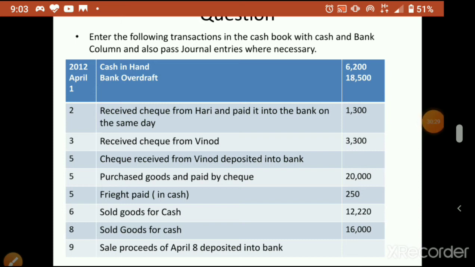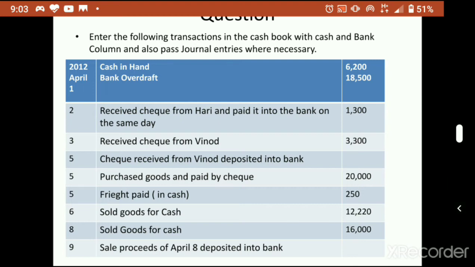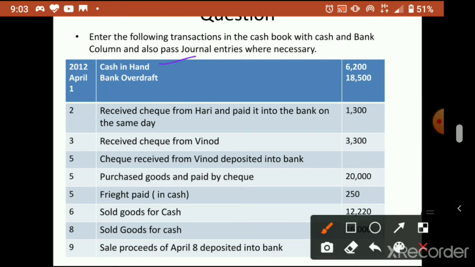Okay. So just to see the items, I'll explain. Cash in hand. Cash in hand, bank overdraft amount is given. Then check received from Hari and paid it in the bank on the same day. So I'll show you how to enter it.